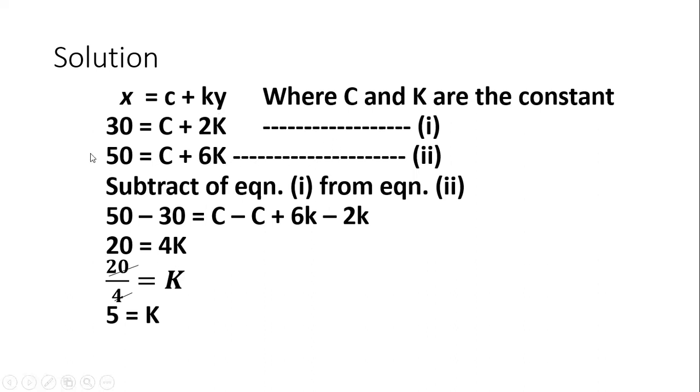That's equation 2. These are two linear equations, so we can solve them simultaneously. Subtract equation 1 from equation 2. That gives us 50 minus 30 equals c minus c plus 6k minus 2k, which gives 20 equals 4k. So k will now be 5. We have a value for k, which we are going to substitute into any of the equations to get our value for c.